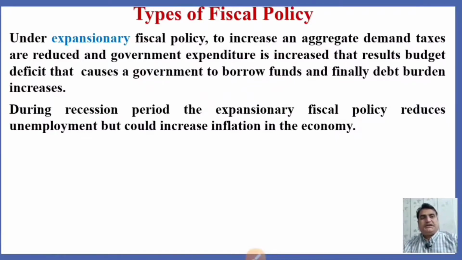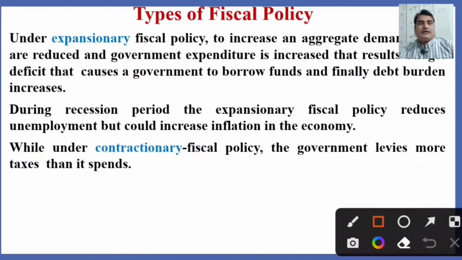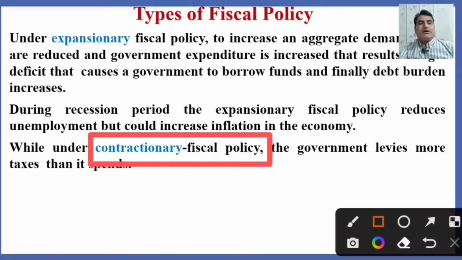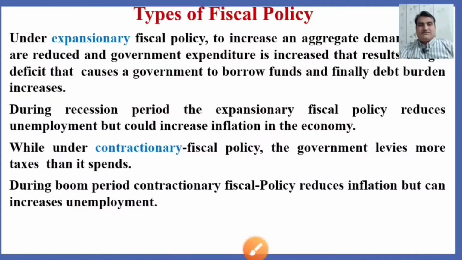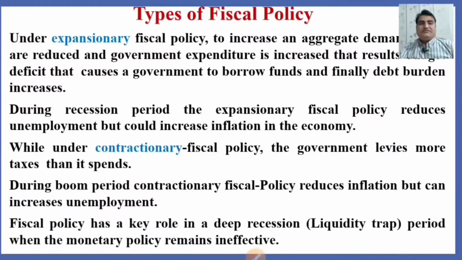During a recession, expansionary fiscal policy reduces unemployment but could increase inflation in the economy, while under contractionary fiscal policy, the government levies more taxes than it spends. During a boom period, contractionary fiscal policy reduces inflation but can increase unemployment. Fiscal policy has a key role in deep recession and liquidity trap periods when monetary policy remains ineffective.